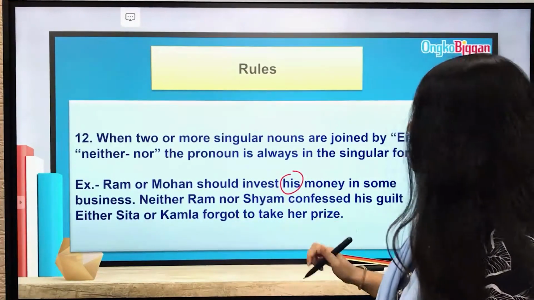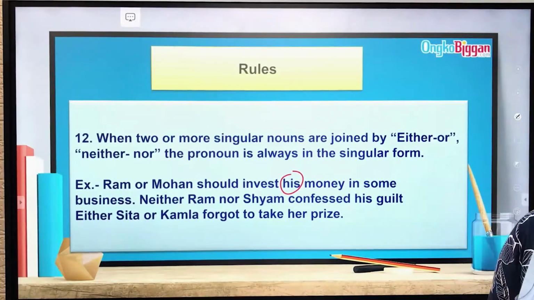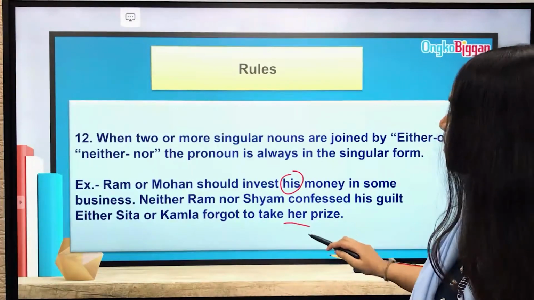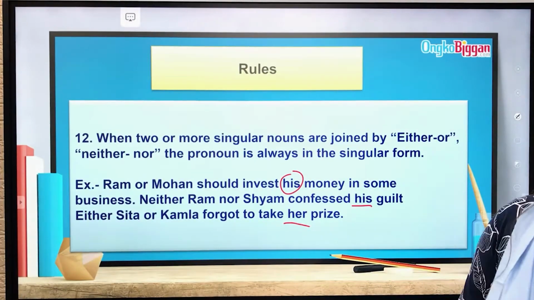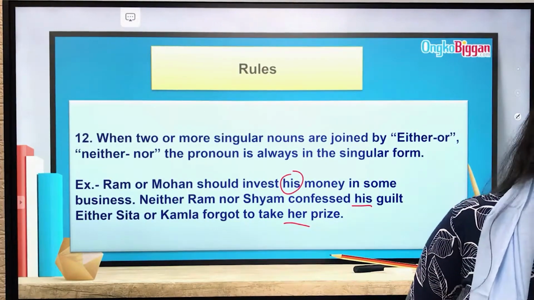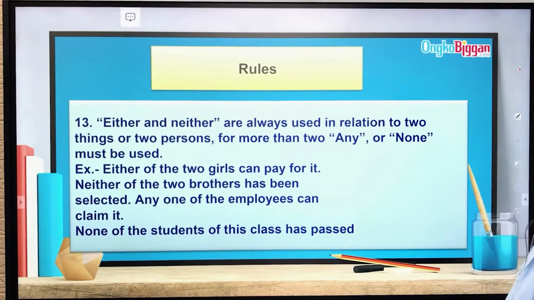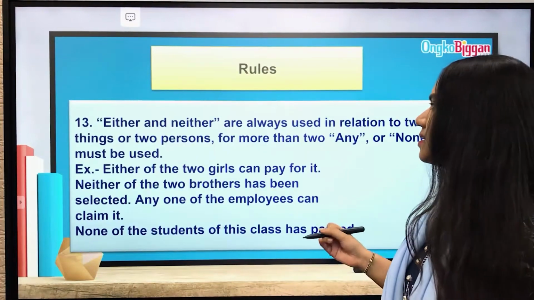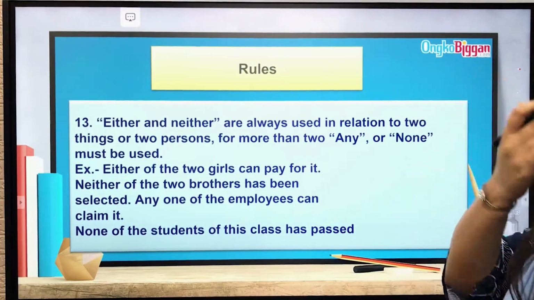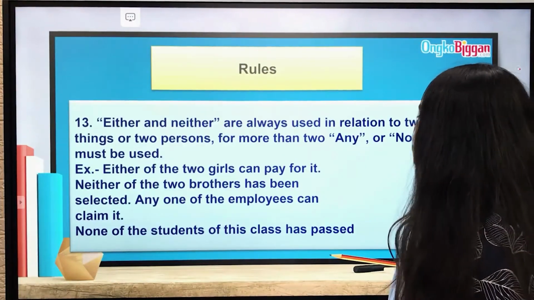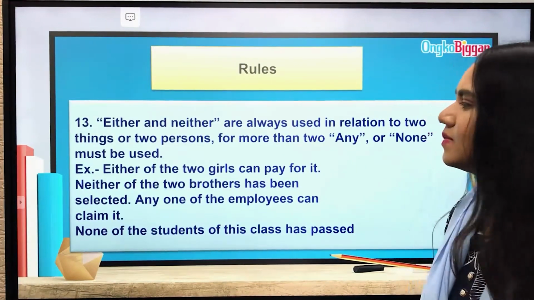Neither Ram nor Shyam confessed his guilt. Either Sheeta or Kamala forgot to take her prize. So in all of these cases, we see that singular pronouns are used here. Then rule number 13 says that the words either and neither are always used in relation to two things or two persons, and for more than two things, any or none must be used.